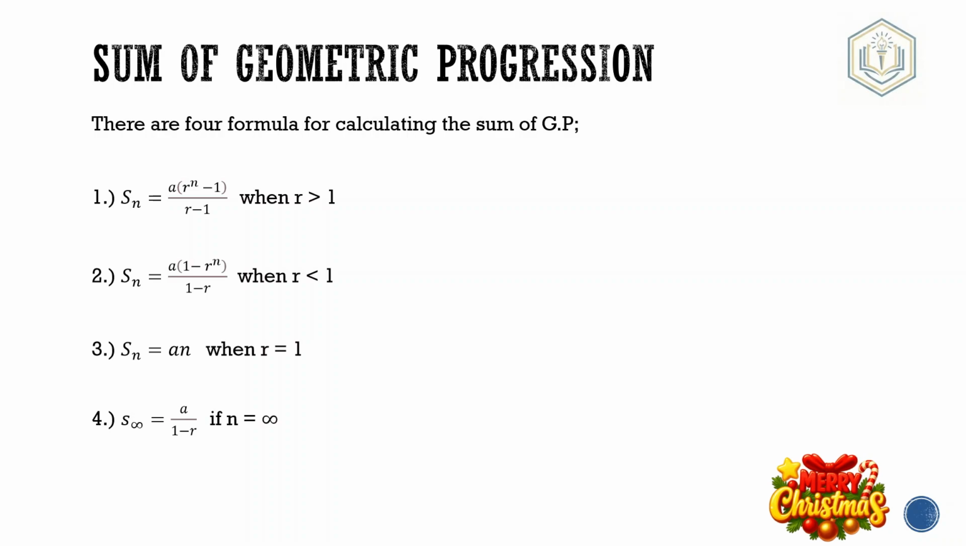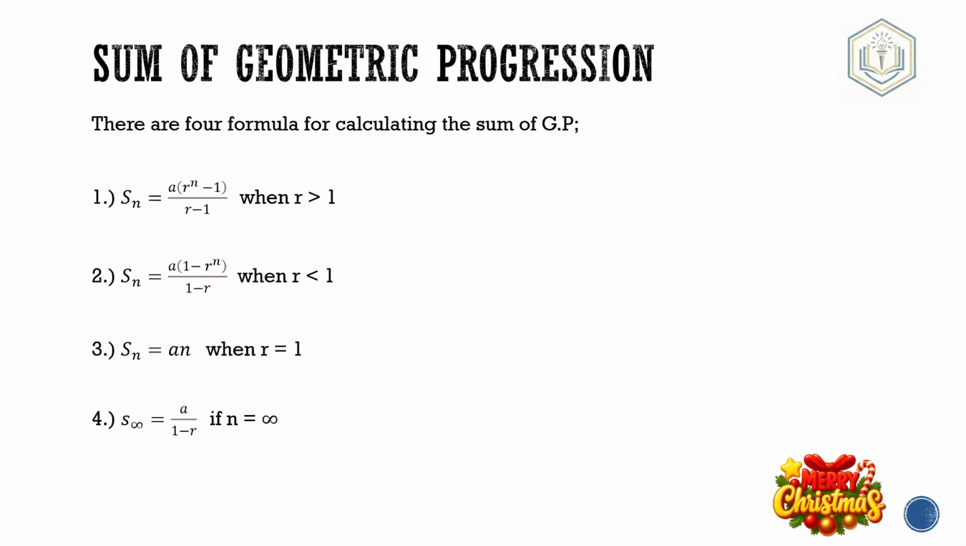We have 4 formulas for calculating the sum of GP. Number 1 is S subscript n equals a, open the bracket, r raised to power n, minus 1, close the bracket, divided by r minus 1. You use this to find the sum of a GP when your r is greater than 1. That is, your common ratio greater than 1.